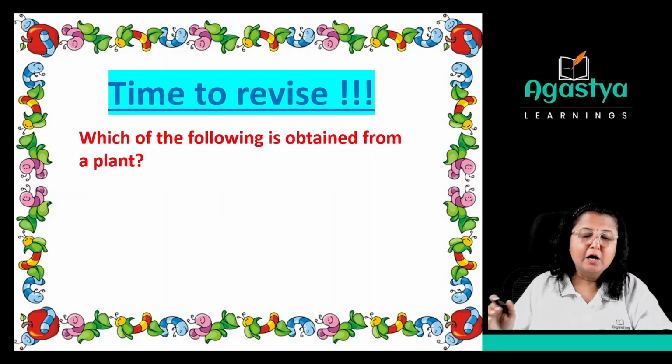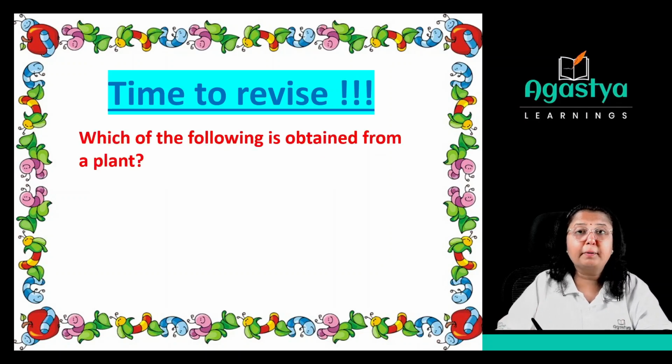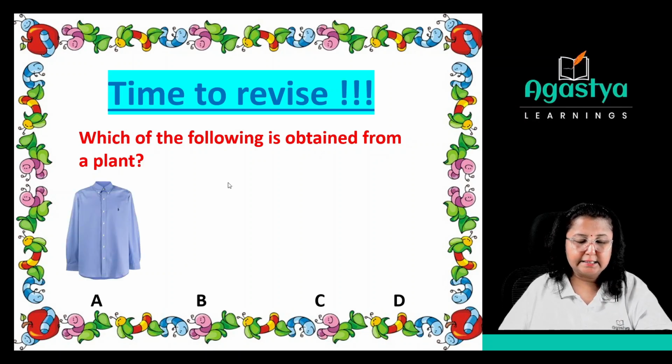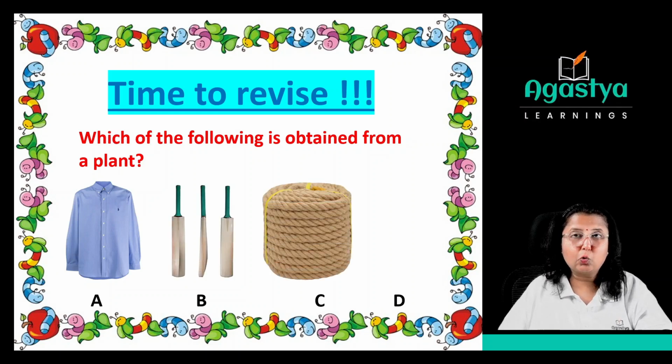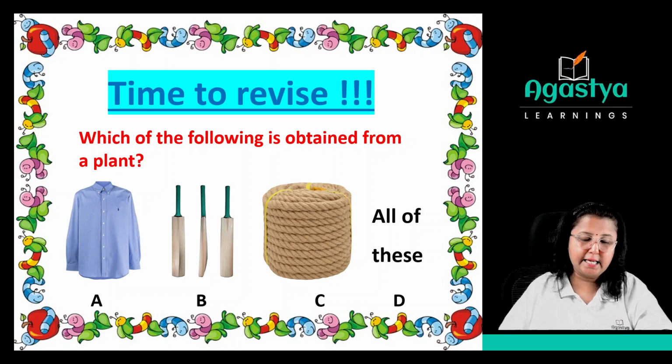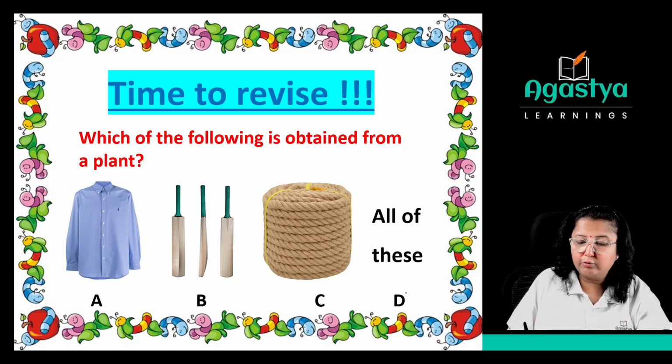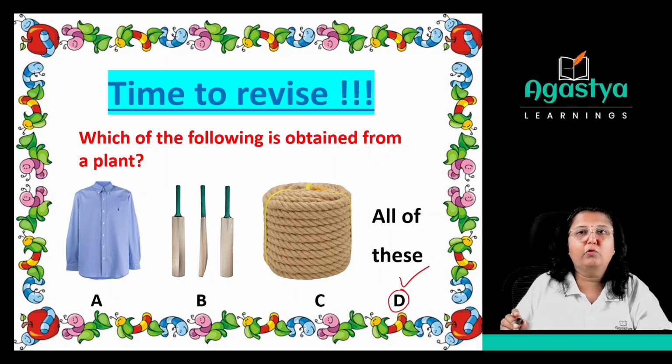Here we go. Which of the following is obtained from a plant? The options are cotton shirt, bats, ropes, and all of these. Cotton shirt we can get from cotton fiber, which comes from the cotton plant. The cricket bats are made of wood. The rope is made of jute. So all are coming from plants. I have chosen option D, all of these.